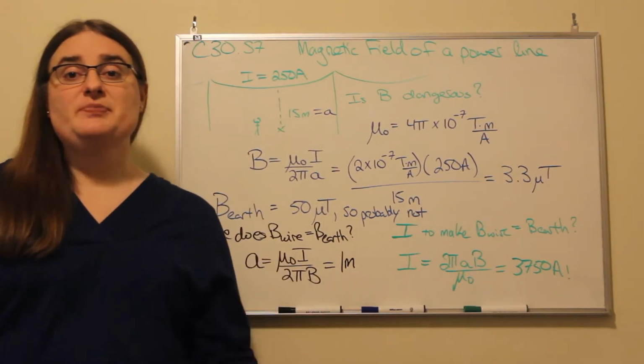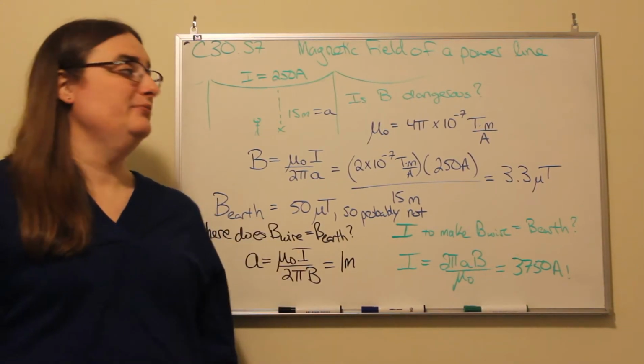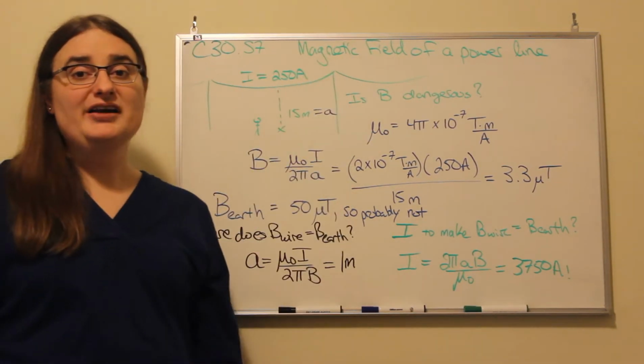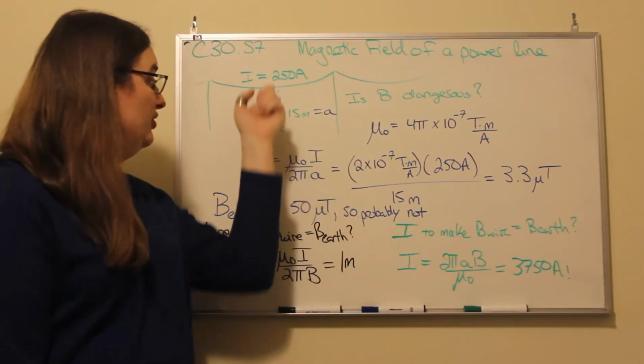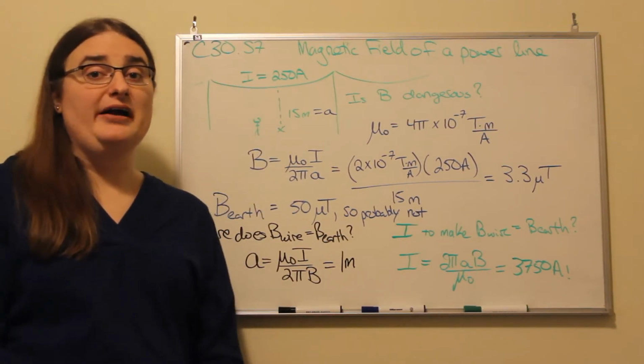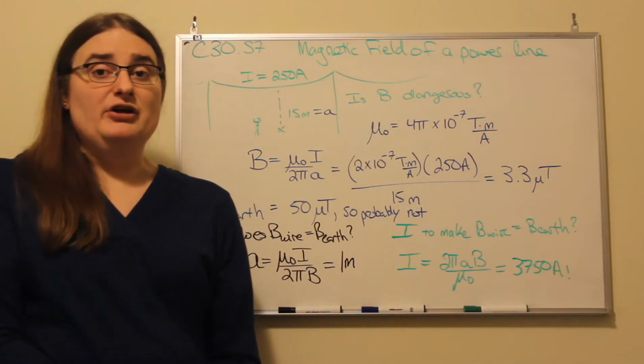Now, those types of power lines tend to be as far away from people as we can make them. So let's say that it's one of the higher tension wires, pretty high off the ground. So we're going to be 15 meters away from that wire. Are we going to get a dangerous amount of magnetic field?